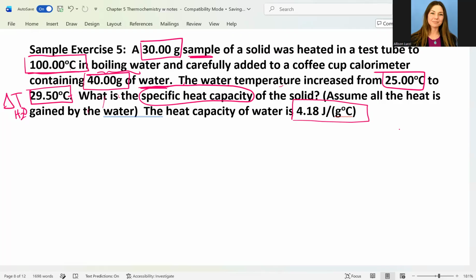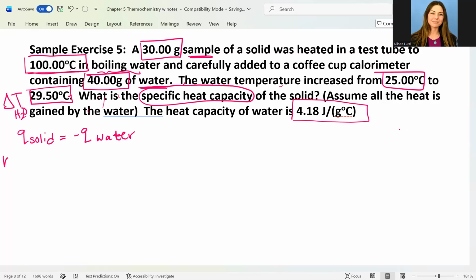So let's see if we can sort out some of this information, because we know in the end that the Q of our solid can be equated to the negative Q of the water. And that's because the water would be absorbing any heat that the solid is giving off. So we can set these values equal.